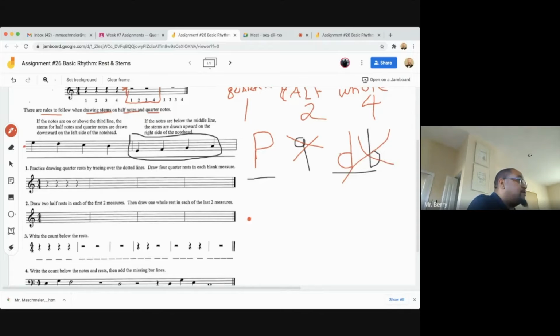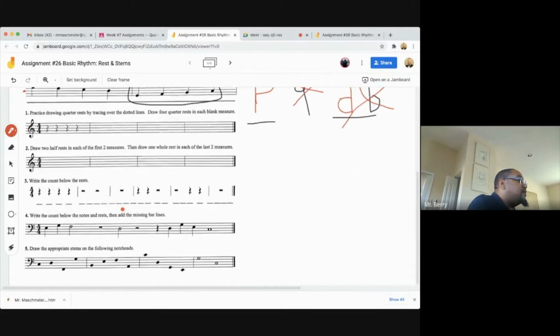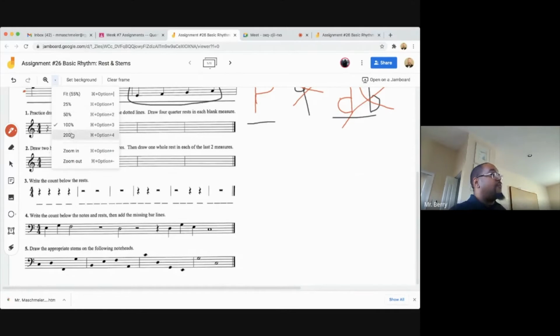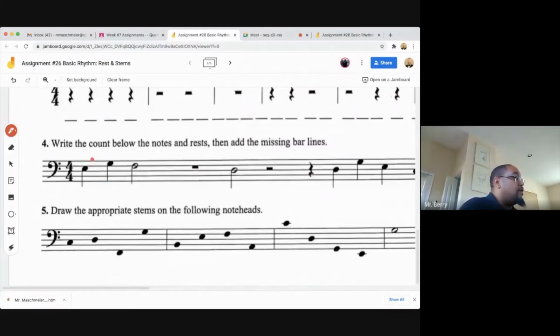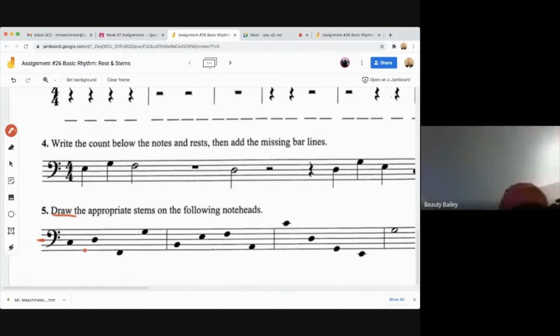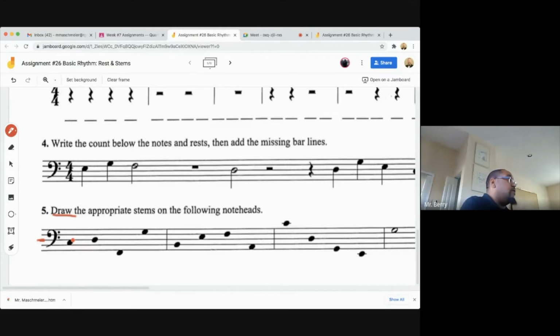So actually let's jump down and let's do some of these to make sure that we understand what to do. Let's look at number 5. Number 5 reads, draw the appropriate stem on the following note heads. So let's look at the first one. Is the first one above or below the middle line? Below.